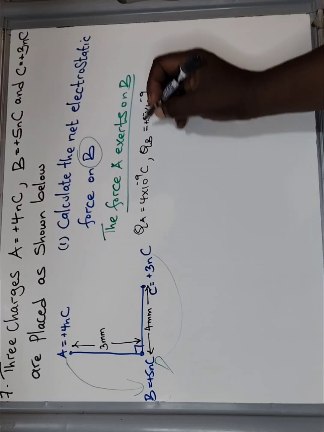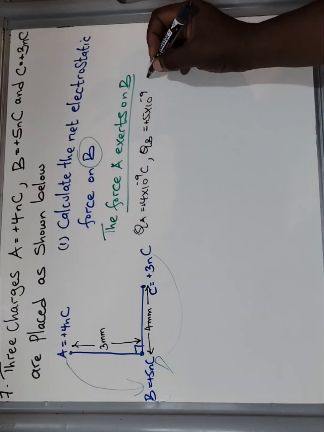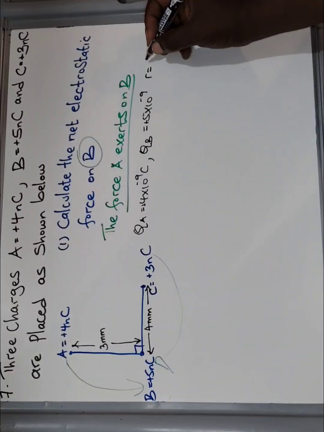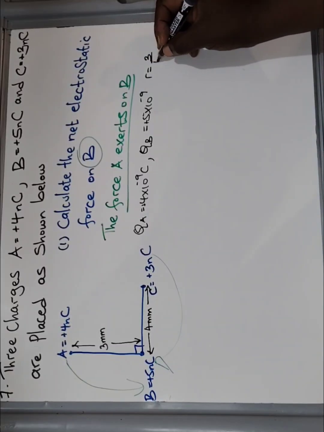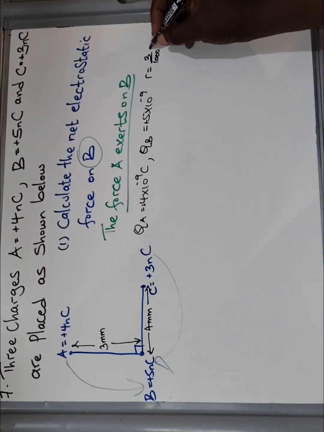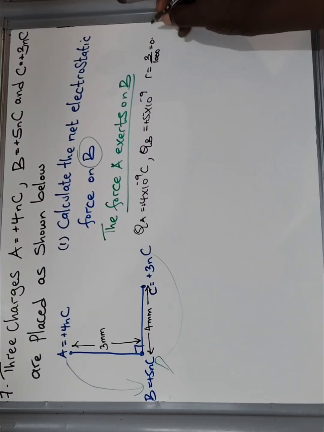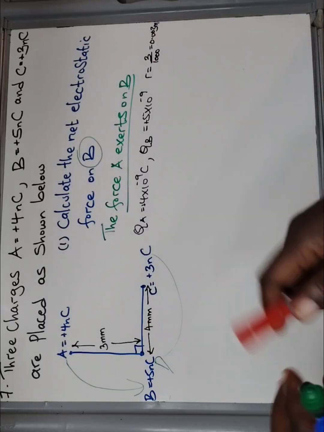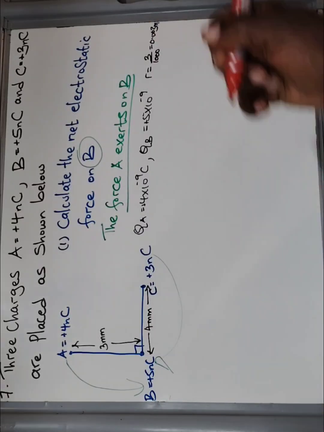We must know that both of them are positive. You know the intermediate distance, it's in millimeters. So it's going to be 3 divided by 1000 to give you 0.003 meters. Okay, you need that. What comes next is going to be the formula for substitution.